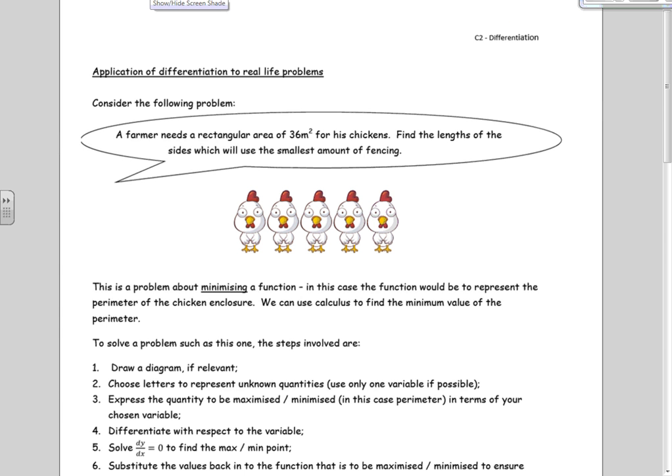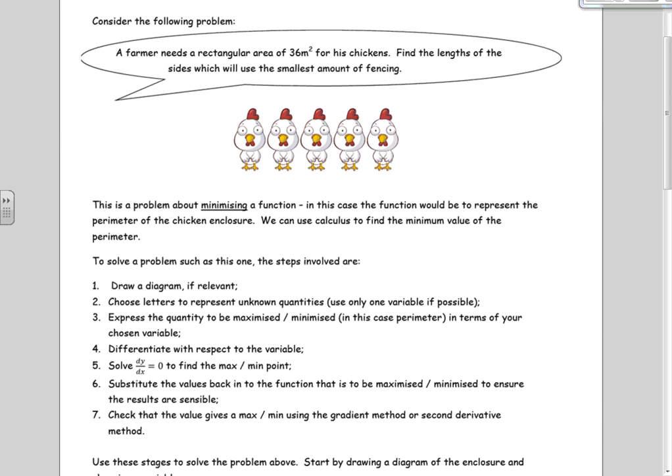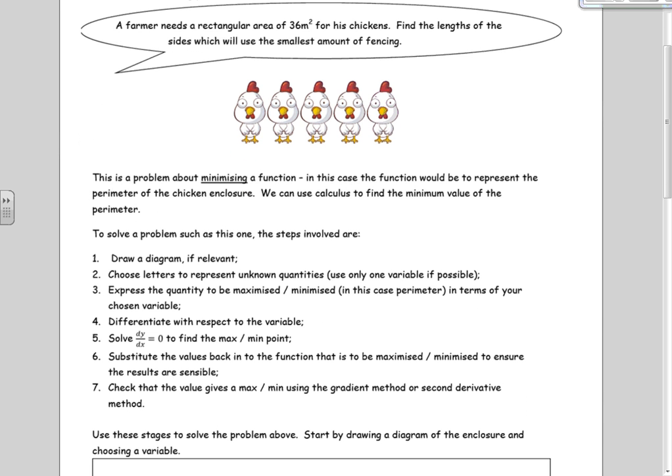C2, differentiation, application of differentiation to real-life problems. So, here we're asked to consider the following problem. A farmer needs a rectangular area of 36 metres squared, and we're asked to find the lengths of the sides so that we use the smallest amount of fence. So, this is a minimising function. We're trying to minimise the amount of fence used.